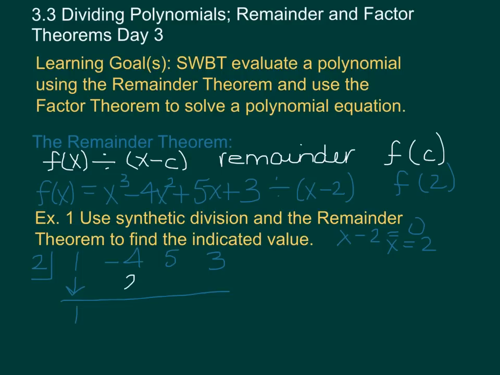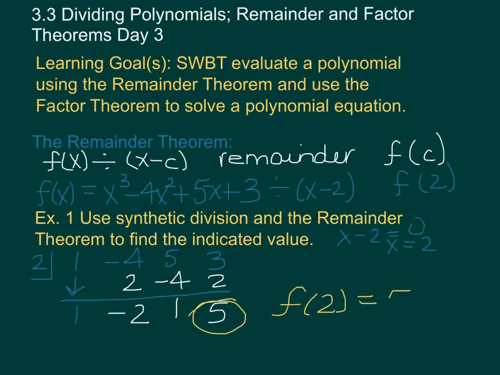2 times 1 is 2, add going down. 2 times -2 is -4, add going down. 2 times 1 is 2, add going down. Remember, this last term is your remainder. So the way that you write your answer is f of 2 equals 5. So that's how you use synthetic division and the remainder theorem to find the indicated value.